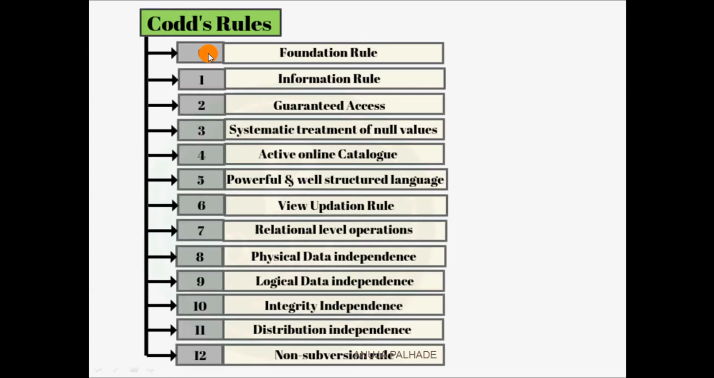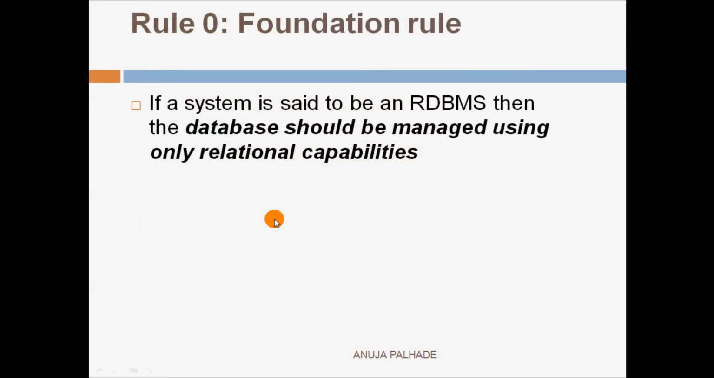Listing them, we are starting with 0, that is the foundation rule, information rule, guaranteed access rule, systematic treatment of null values, active online catalog, powerful and well structured language, view updation rule, relational level operations, physical data independence, logical data independence, integrity independence, distribution independence, and non subversion rule. So these are the 13 rules. Let's discuss one by one.